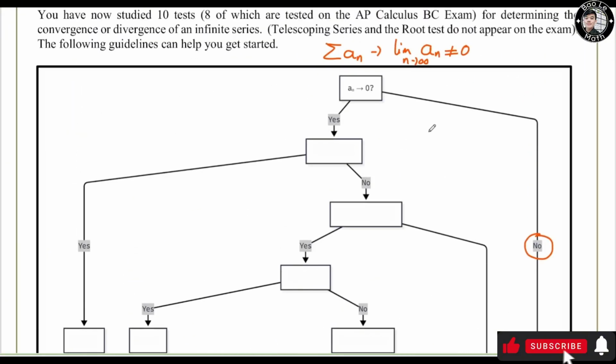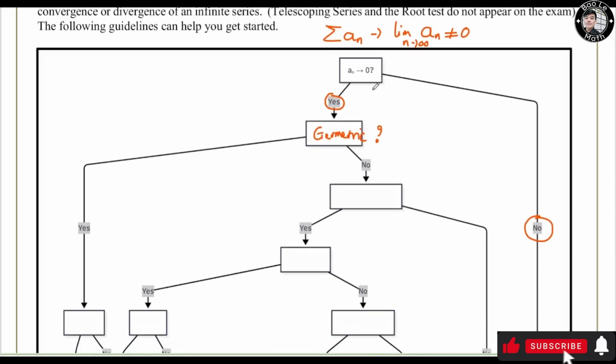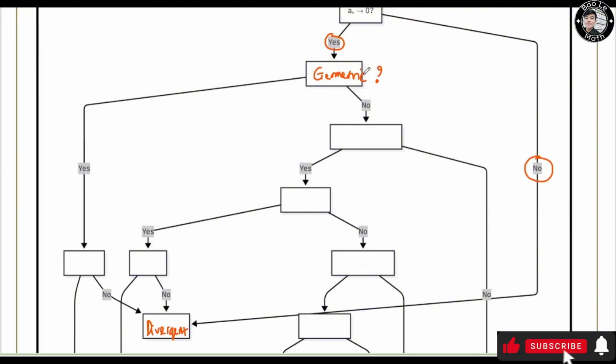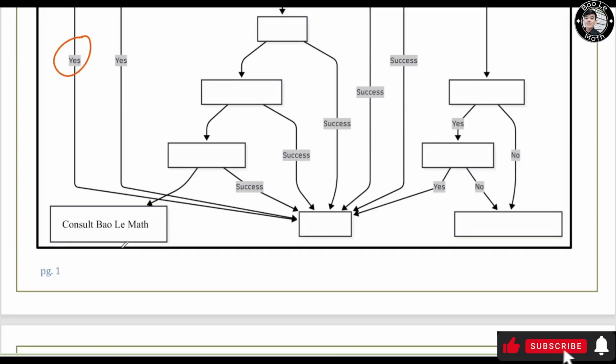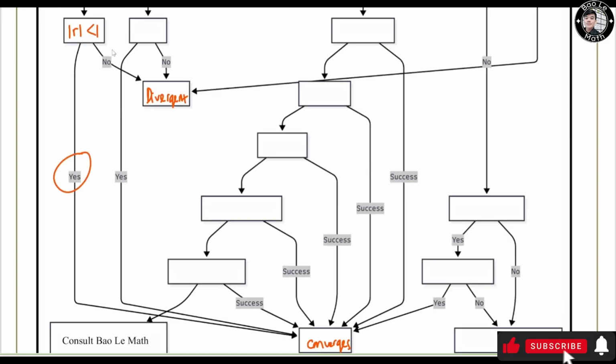Now, if the limit of a sub n when n approaches infinity equals 0, so the answer is yes, you're going to check to see if the series is geometric. If the series is geometric, then you're going to check the absolute value of the common ratio to see if it's less than 1. If yes, then the series converges. If no, then the series diverges.